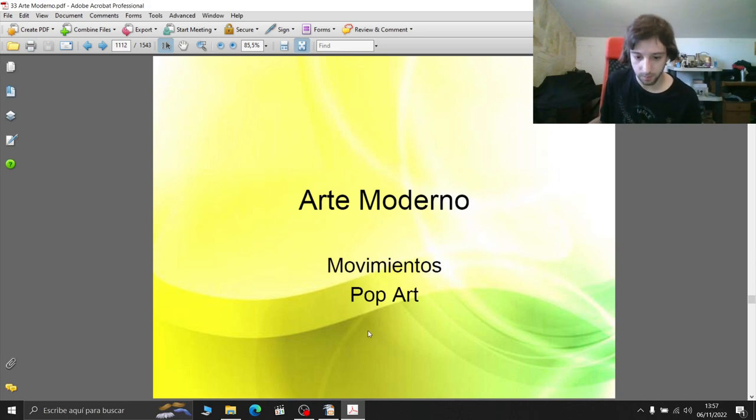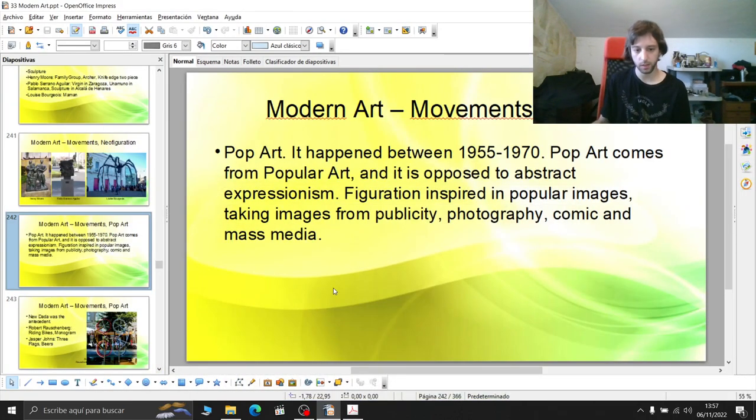Pop art. Pop art comes from popular art, and it is opposed to abstract expressionism. Figuration inspired by popular images, taking images from publicity, photography, comics, and mass media.